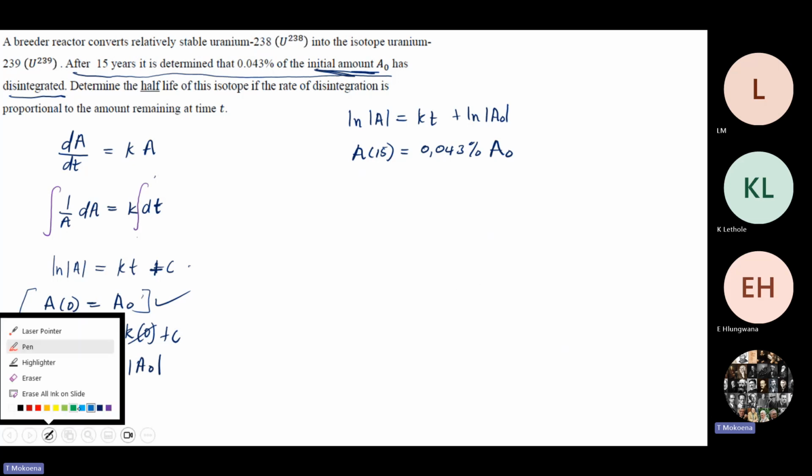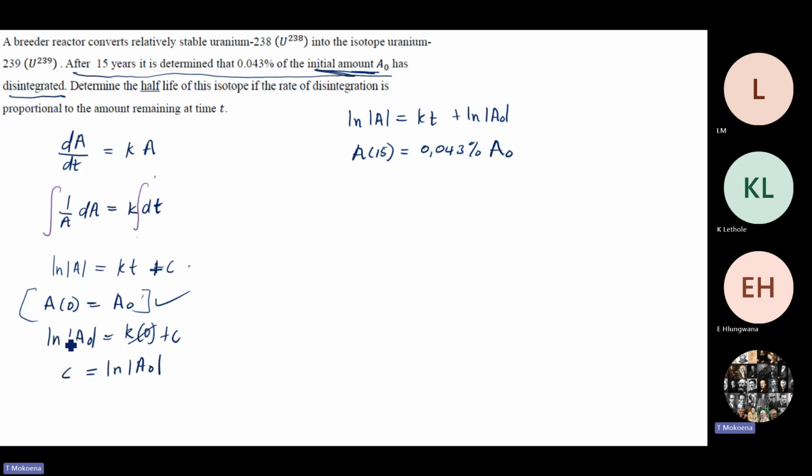I hope that was clear, guys, please. If it is not clear, let me know. So meaning here, I'm going to say this 0.043% is going to be the same as, remember, I can use 100%, however you want to do it. I will do it like this.